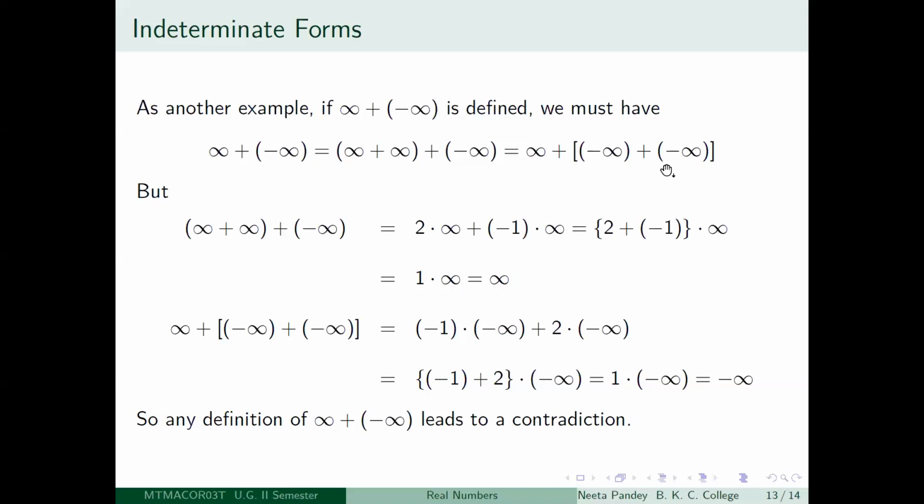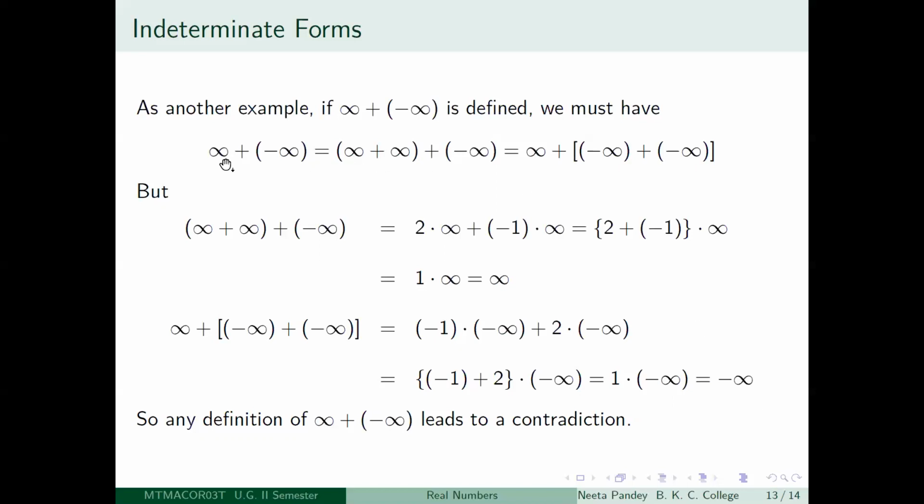What about the third expression? Infinity plus minus infinity again, this is going to be equal to minus 1 times minus infinity. No problems with that. Plus 2 times minus infinity. Again, use the distributive law. So it should be equal to minus 1 plus 2 times minus infinity. What is minus 1 plus 2? That is just 1. So it should be 1 times minus infinity. So it should be equal to minus infinity.